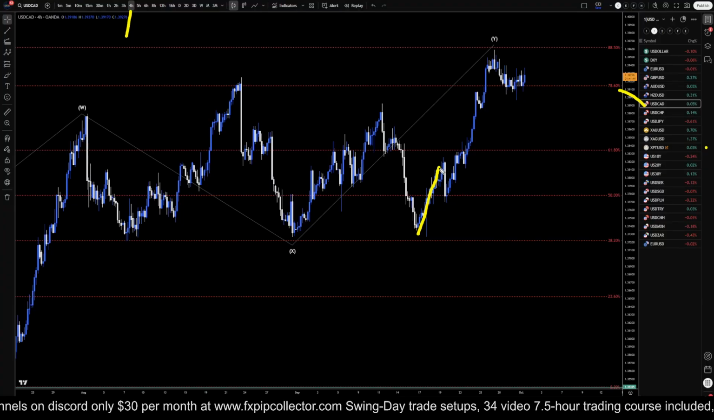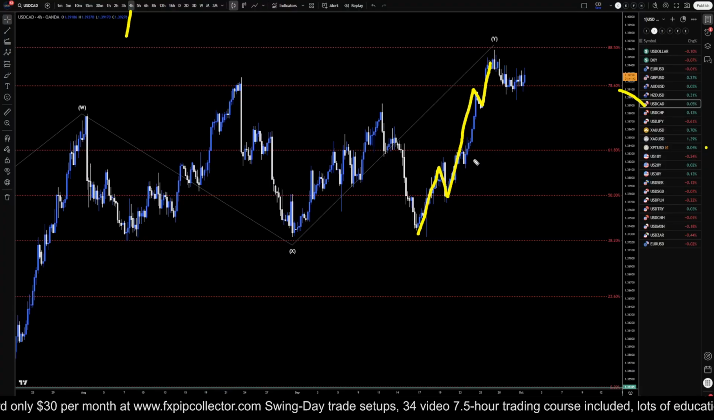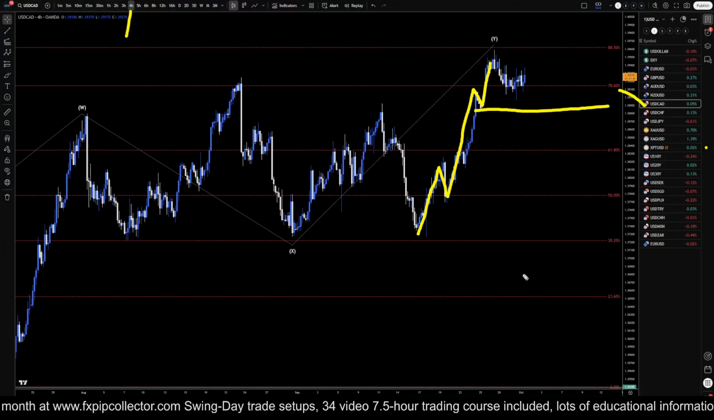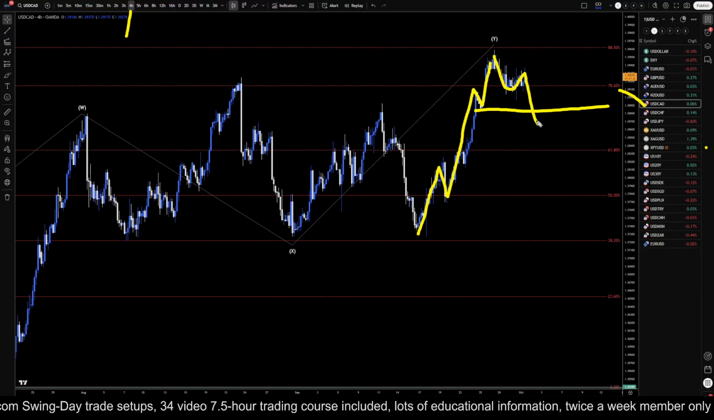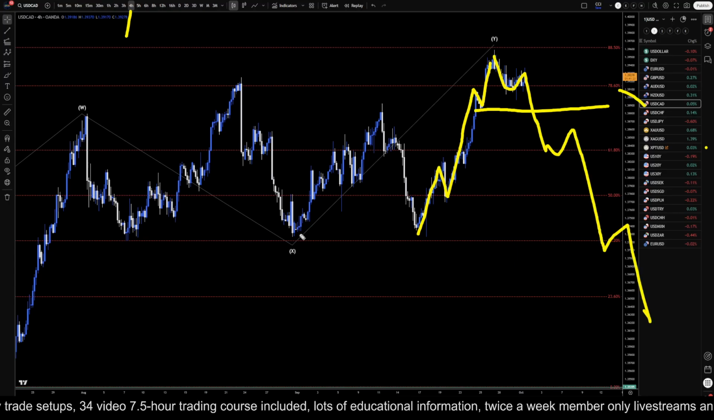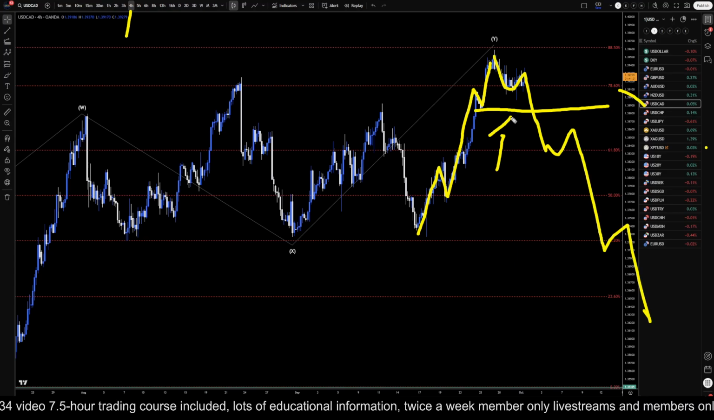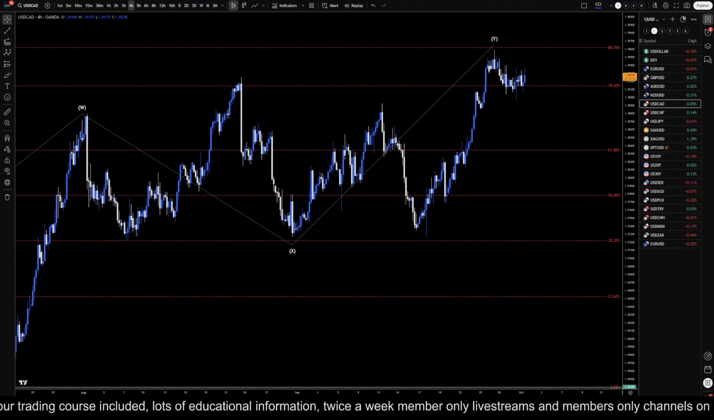If this is the end of a trend right here, which it looks like it could be, even though we don't have the breaker structure yet proving it, if it is the end of a trend, then this will go down. It will break that structure, and it will start a brand new downtrend. Now, like I said, the breaker structure should be what confirms the bigger move to the downside.